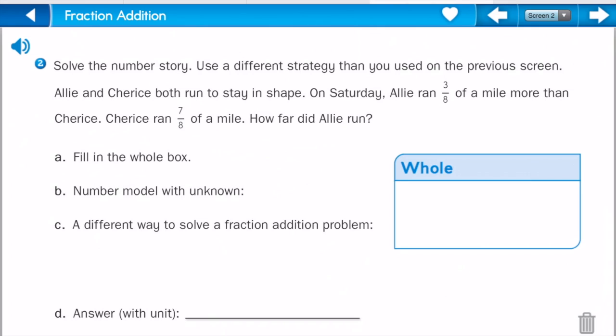Okay, so this says, solve the number story. Use a different strategy than you used on the previous screen. Allie and Charisse both run to stay in shape. On Saturday, Allie ran 3/8 of a mile more than Charisse. Charisse ran 7/8 of a mile. How far did Allie run? So let's look at our problem and let's figure out what the whole is. So when I'm looking here and reading, I'm deciding that 1 mile is a whole.